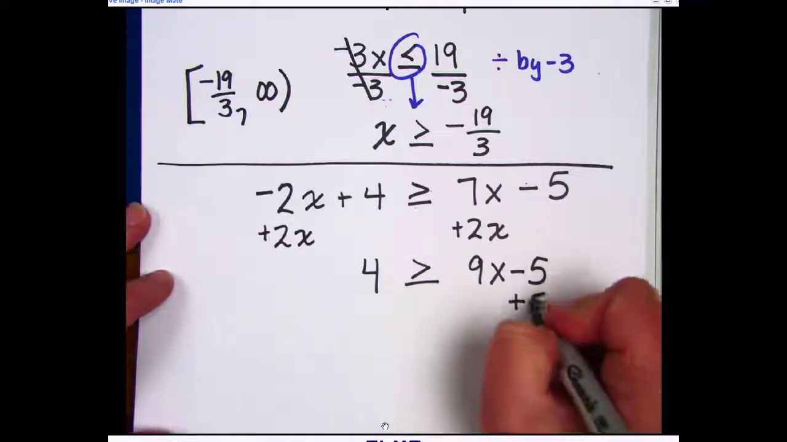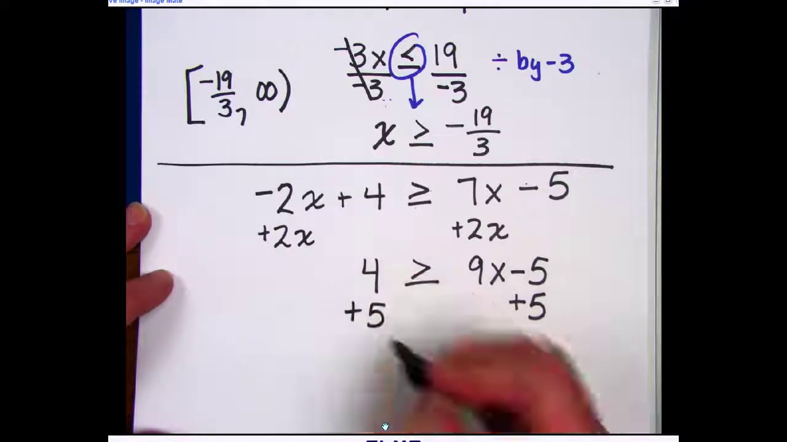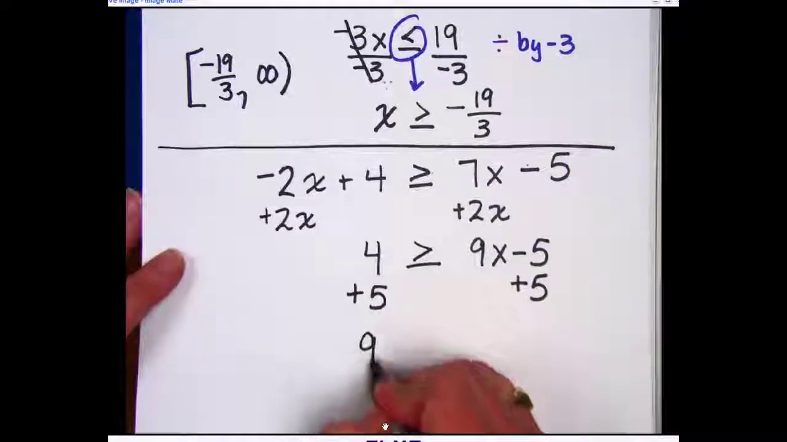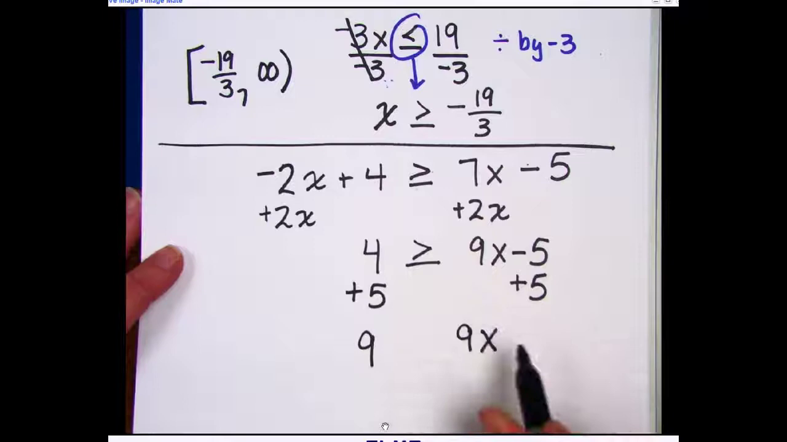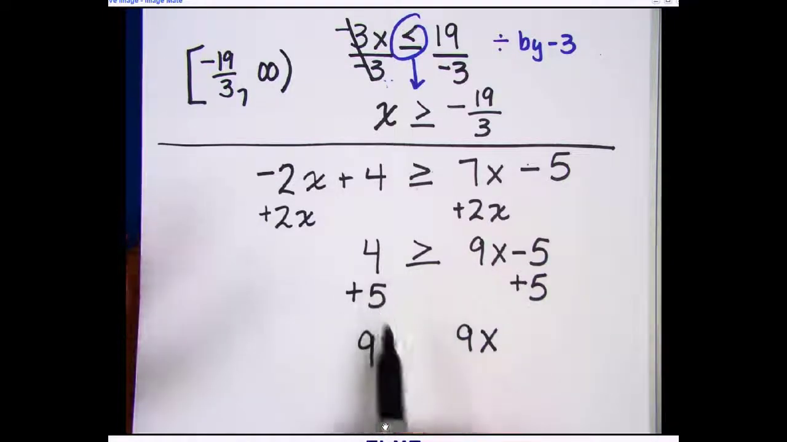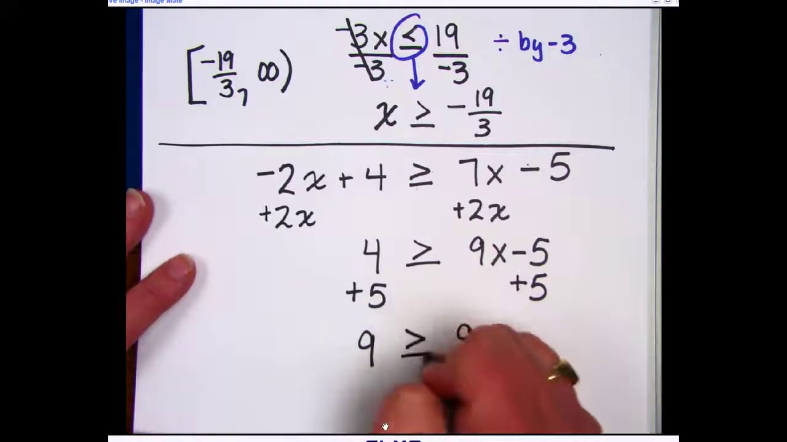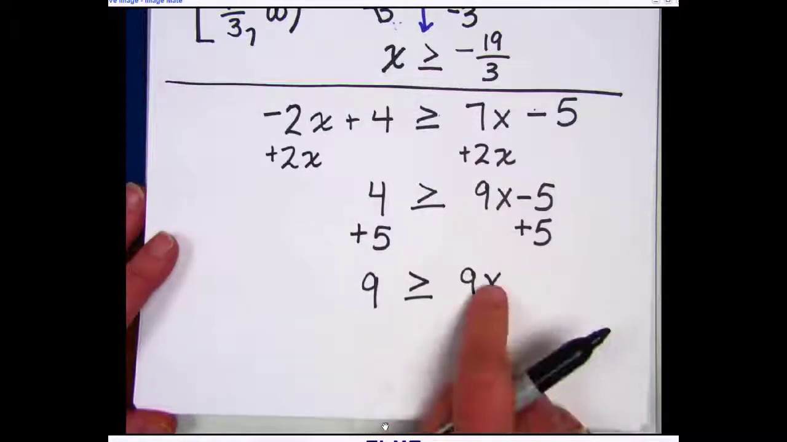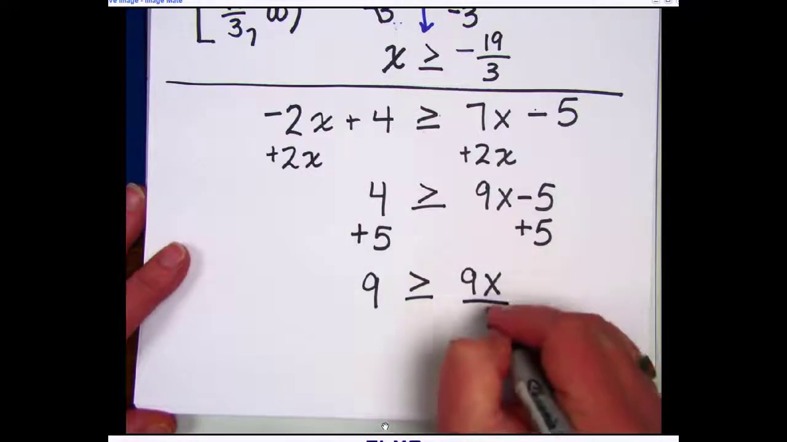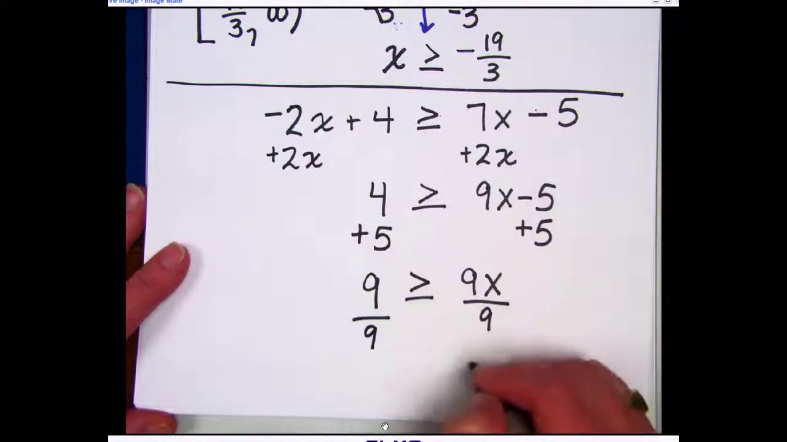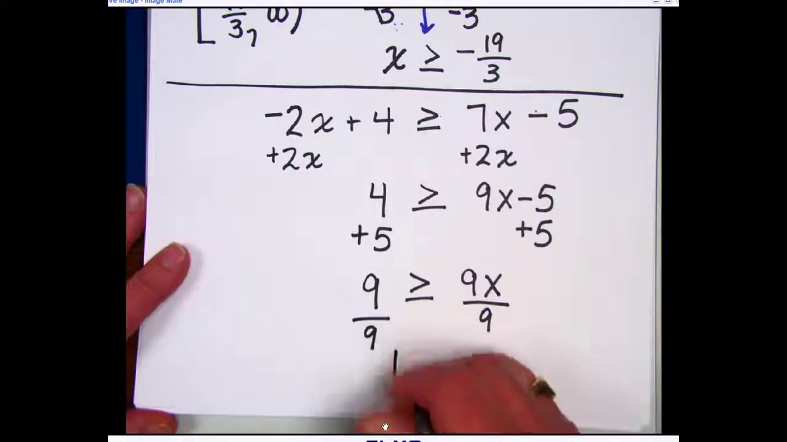All right, I'm going to add 5 to each side. I get 9 equals 9x. We have added, so my rule does not come into play. And for my last step, I want to get rid of the 9. Divide by 9, divide by 9. Here we get x, here we get 1.